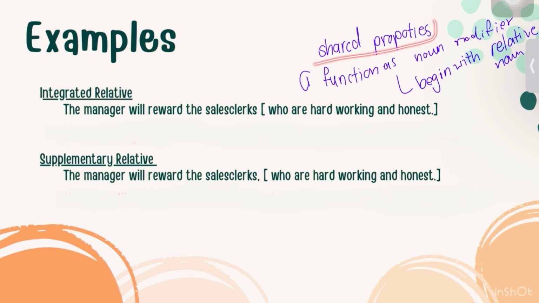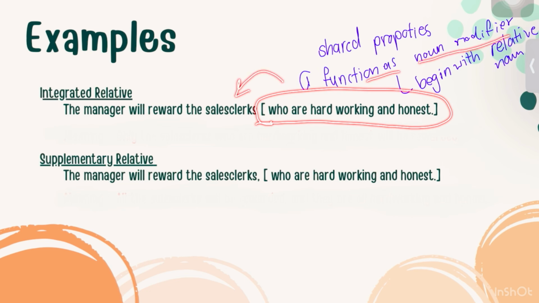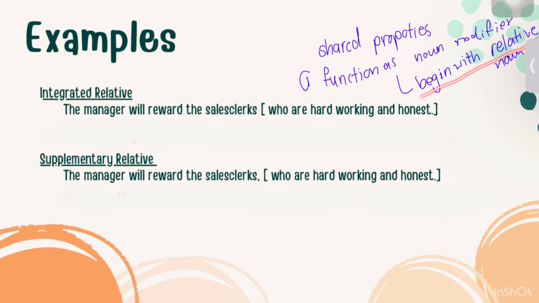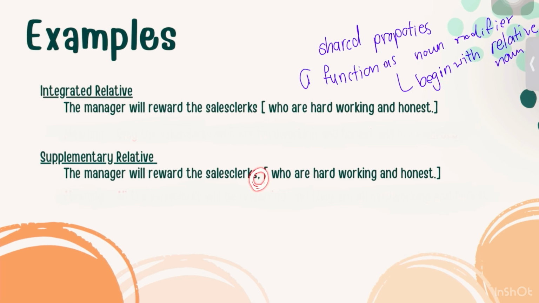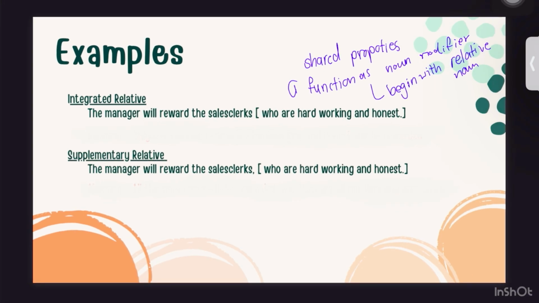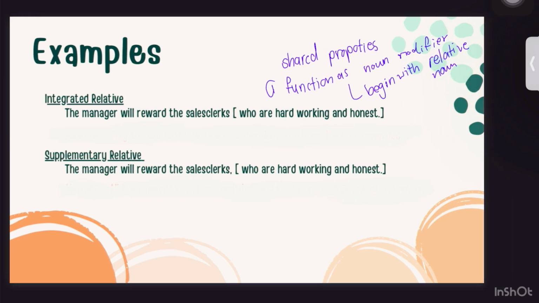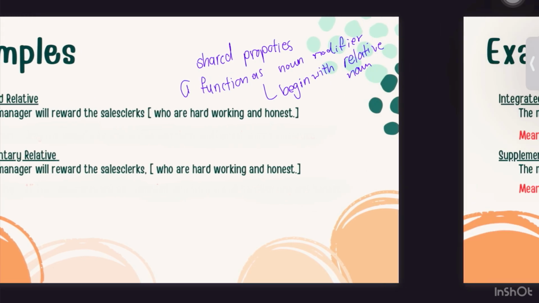For the same poetry, this clause has a function as a noun modifier of sales clerk, and this clause begins with the relative clause noun, who and who. But the difference is this. This makes these two sentences different. And what is different between it? Okay, I will give you the answer.